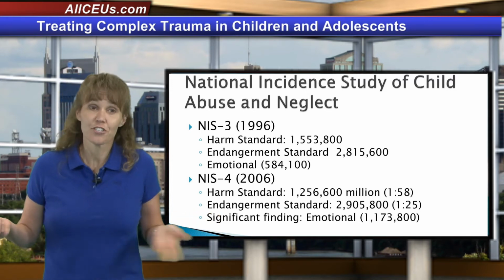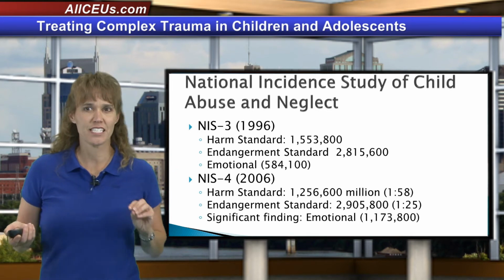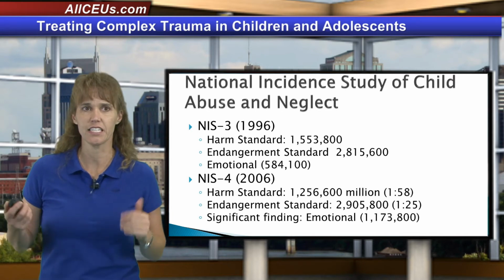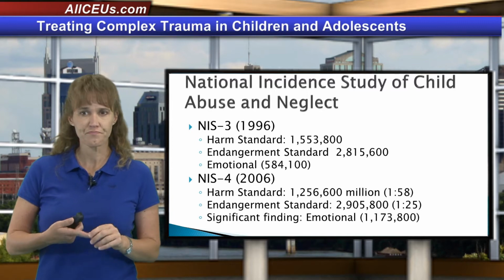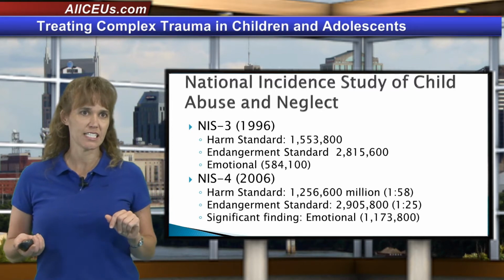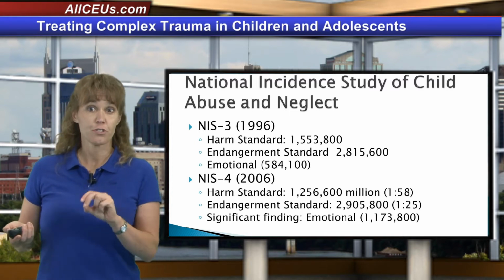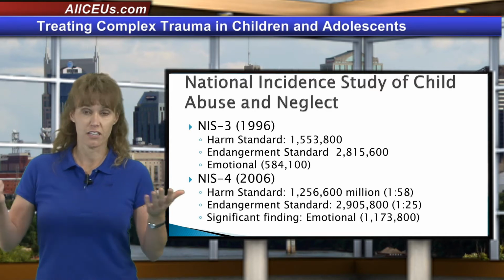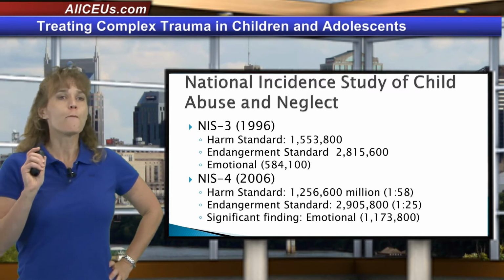That's good, because there's actually more children. So the endangerment standard went up just slightly, not statistically significant, to right about 3 million still. The significant finding in the 2006 study, though, was that those experiencing emotional neglect or abuse almost tripled. It's like over double. Yeah, I don't do math in my head very well. But over 1 million children.